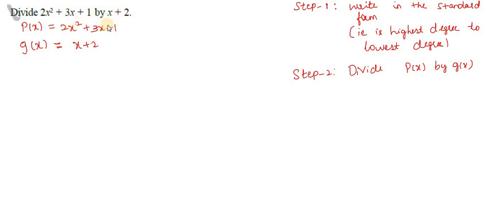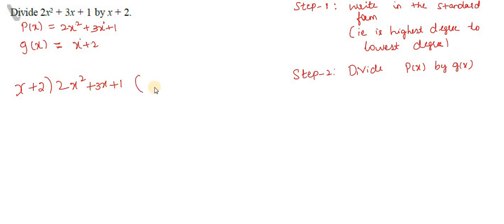Here the powers are 2, 1, 0, where the constant term is x to the power of 0, and here it is 1, 0. So it is highest to lowest. Now what is the second step? Divide p of x by g of x. So you should divide like this: x plus 2 divided into 2x square plus 3x plus 1.